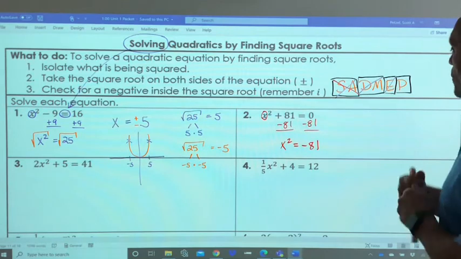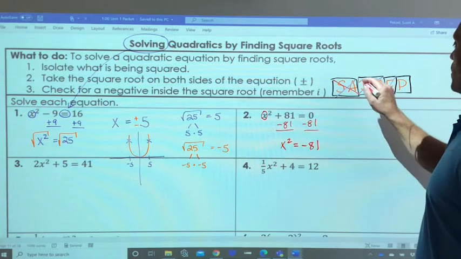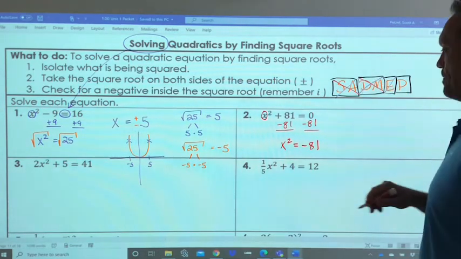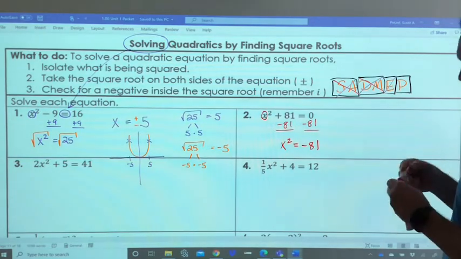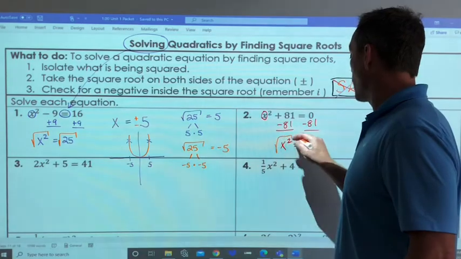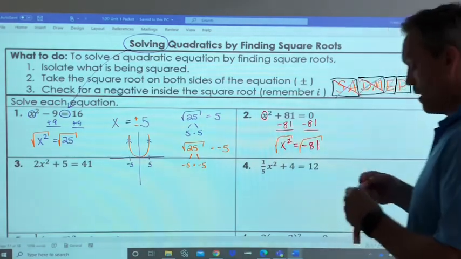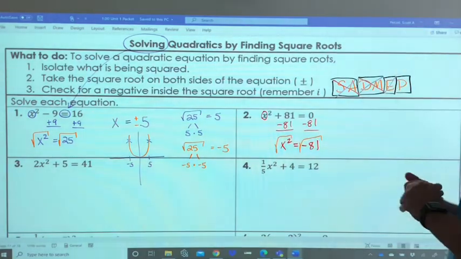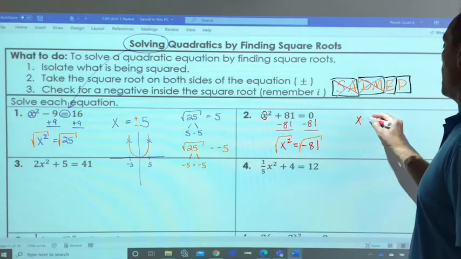Now I go through, is there anything to multiply or divide? There is not, so I don't have to worry about that. Is there an exponent? Yes, there is an exponent, so I need to do the inverse property. Take the square root, take the square root. The square root of x squared is simply x.